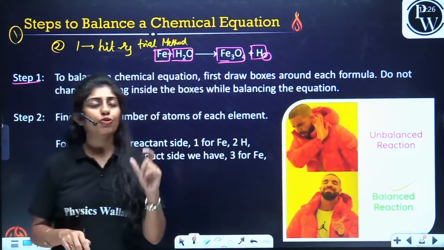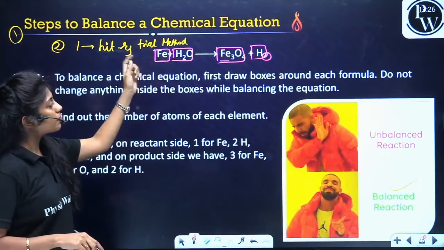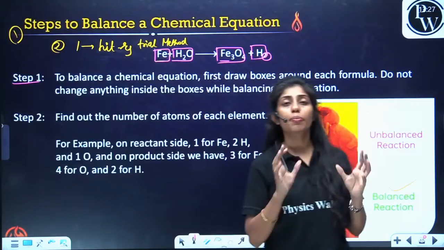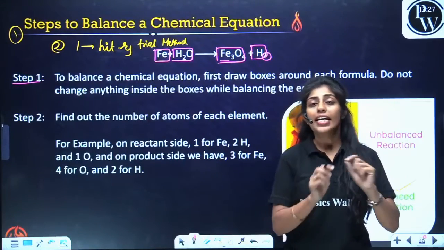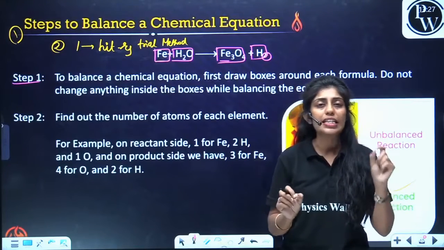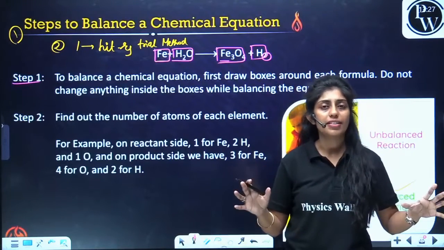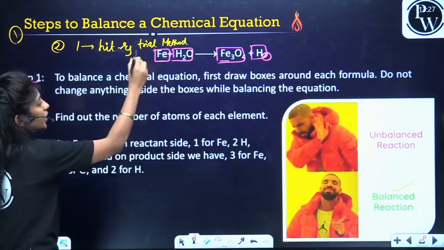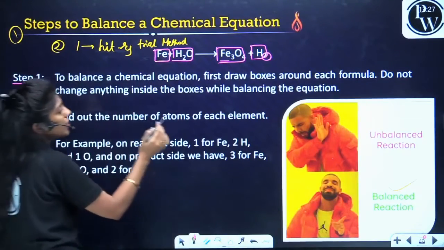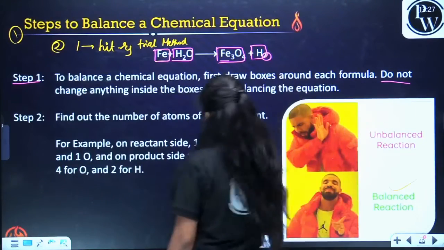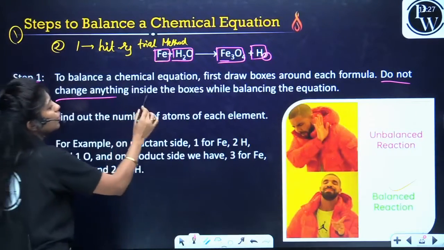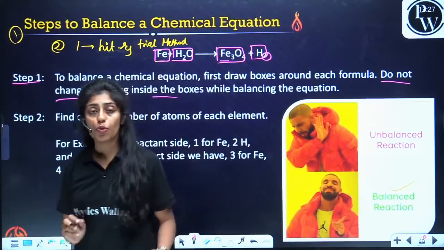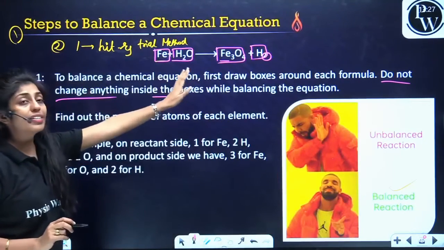Basically, first we draw the boxes around each formula just to make sure that there is no change in the subscript during the balancing. To avoid that, we are placing them inside the box. You can also see, do not change anything inside the box while balancing the equation. We are not supposed to change the subscripts.